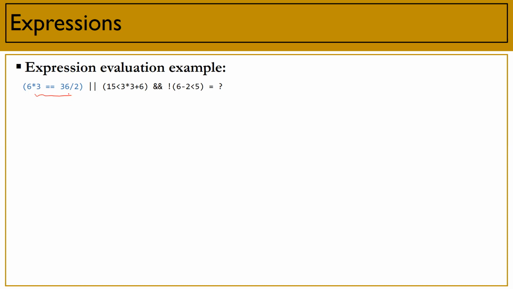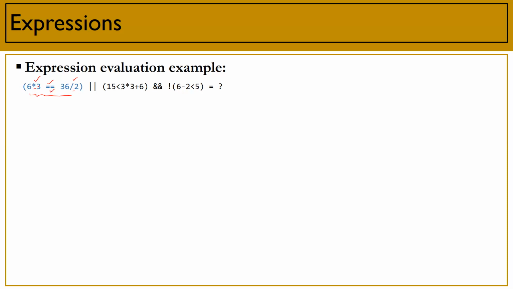So now let's look at what we have inside the parentheses. We have 6 times 3 equal 36 divided by 2, so here we have 3 operators, this one and this one and this one. The multiplication and division have the same precedence, but their precedence is greater than that of equal, right? So first they will be evaluated, then you will evaluate it with this equal.